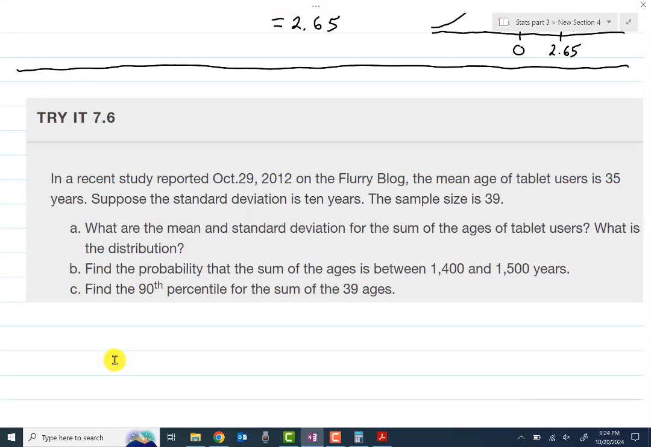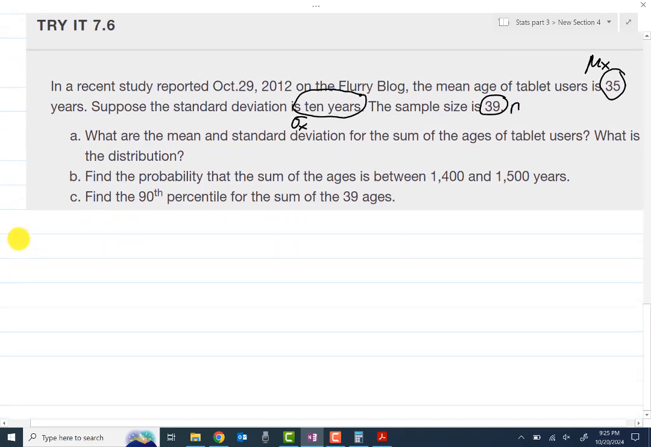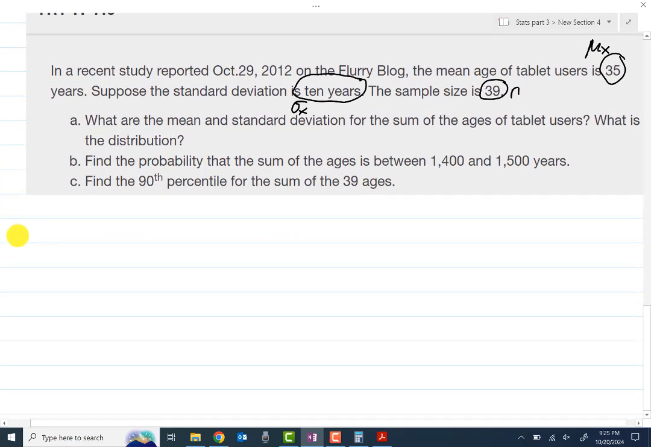Here's our next example. A recent study reported the mean age of tablet users is 35 years. So there's mu sub x. The standard deviation is 10 years, so there is sigma sub x. The sample size is 39, there's our n. What are the mean and standard deviation for the sum of the ages of the tablet users? What is the distribution?